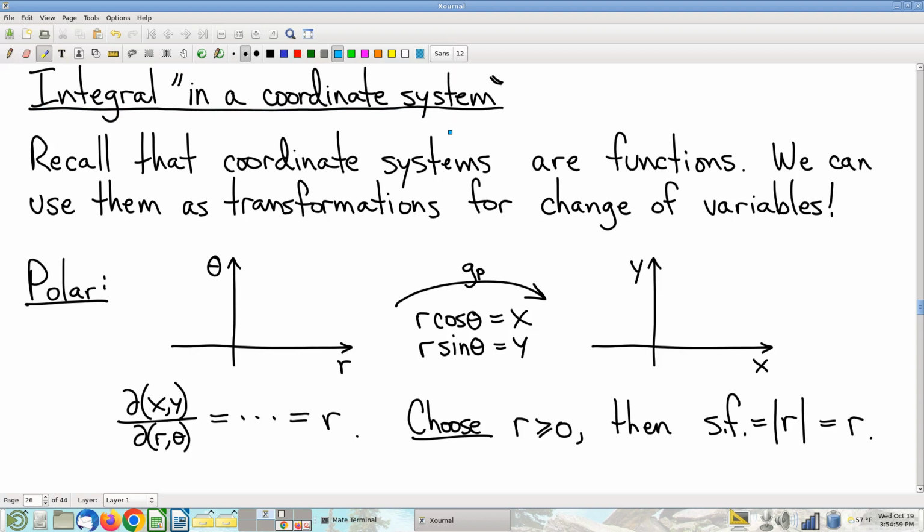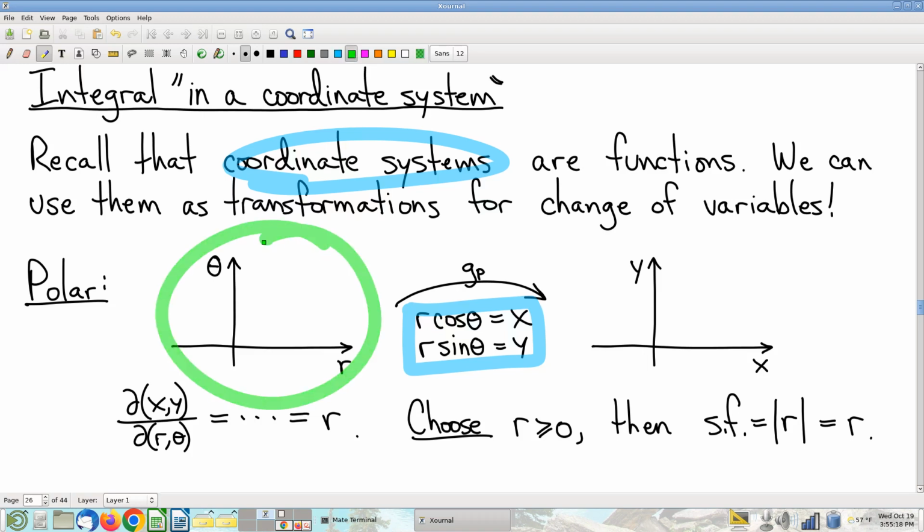The first big idea is that coordinate systems, such as polar coordinates, and here's what defines our polar coordinate system right here, these formulas for x and y as functions of r and theta, give a domain, the r theta plane, and a target, the xy plane. In fact, what I have is a function from this two-dimensional world to that two-dimensional world. I can choose to view this as a change of variables function.